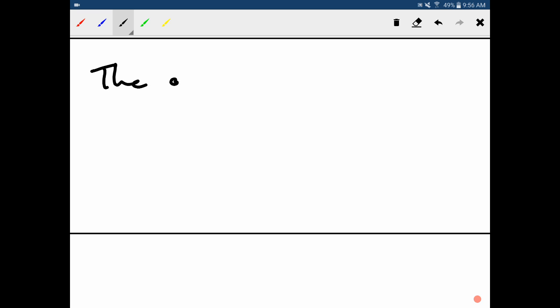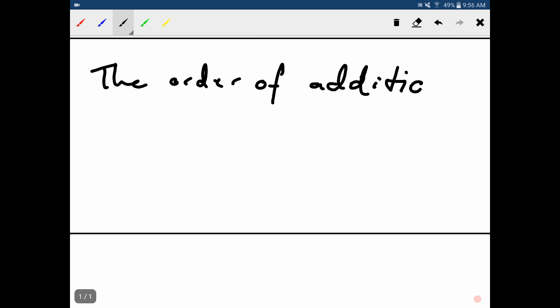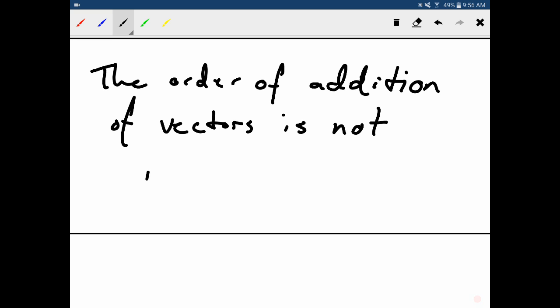So the order of addition, not just the order of vectors, but the order of the addition. Oops, there's an O in addition. Nope, that's not even close to how you spell addition. Addition, okay, the order of addition of vectors is not important.